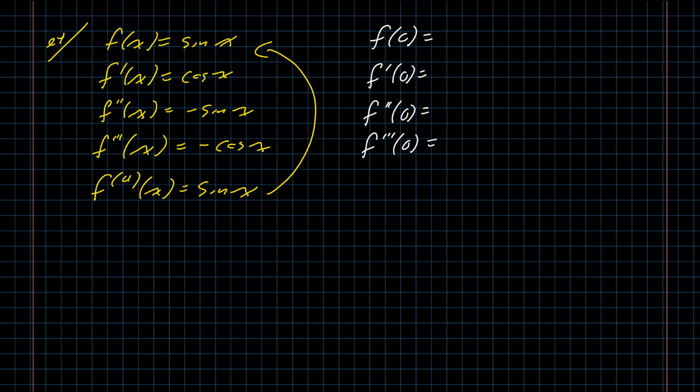And I'm not going to even bother writing the fourth one out because it's cycling back to the beginning. But sine of 0 is 0, and the opposite of sine of 0 is still 0. Cosine of 0 is at least a little bit interesting. Cosine of 0 is 1, so the opposite of cosine of 0 would be negative 1. And we end up with this repeating pattern of 0, 1, 0, negative 1.